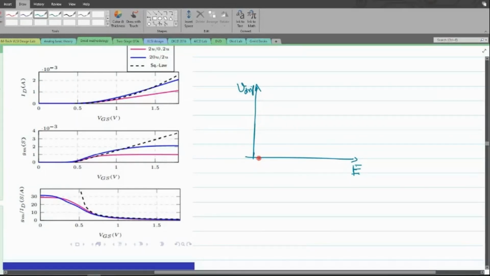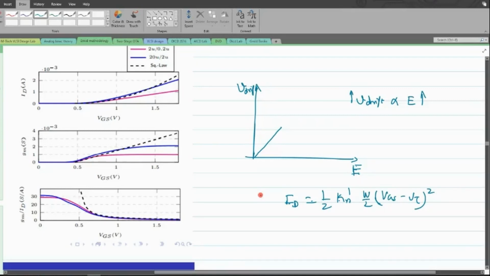Based on the basic physics, we know that as we increase the electric field, the velocity of the carriers becomes higher. So normally this is what has been predicted: the drift velocity is generally proportional to the electric field. The higher the electric field, the velocity of the carriers will also rise. Because of this relation, we have derived the current equation model, which is ID. This entire formulation is done based on the basic principle that the electric field and the velocity of the carriers move in the same direction.